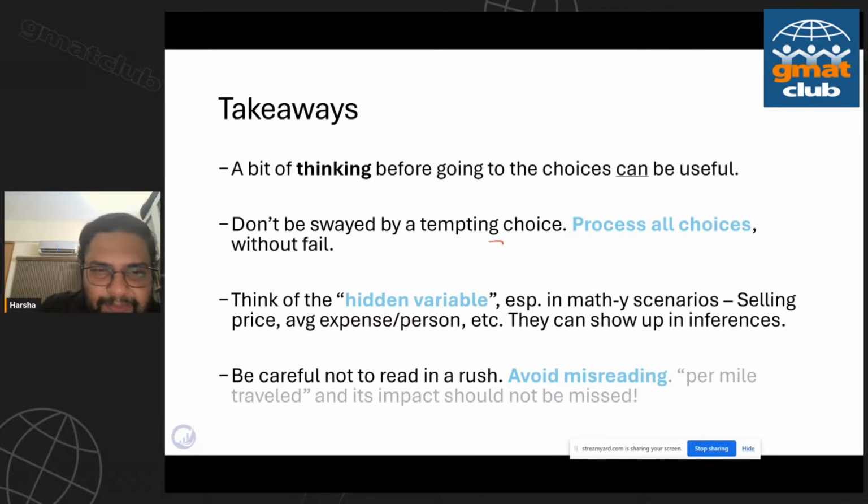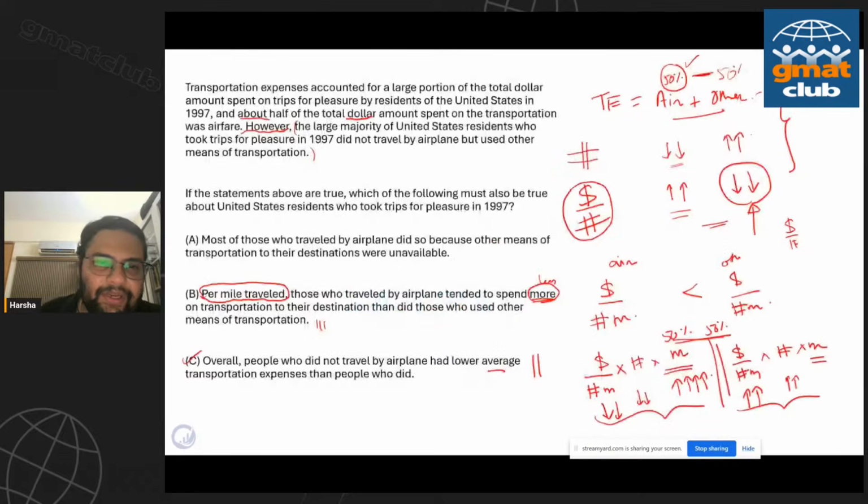And for these particular types of questions, and you see this not just in inference but even in other types, think about the hidden variable. So I'm talking about sales: it's number of units times selling price. When it's something like this, it's about dollar per person or something like that. So very simple, very intuitive.